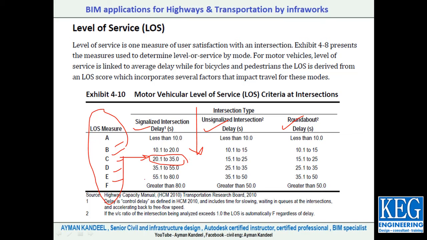So say if we are working at level of service D, and in this case your intersection is unsignalized, so the wait time is 25 up to 35. If the time is located in this range, it will be acceptable. More than this, it will not be desired.